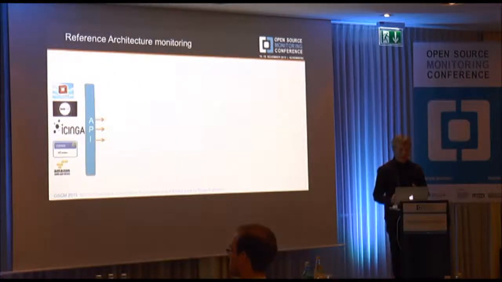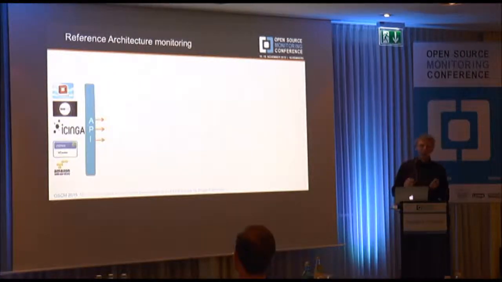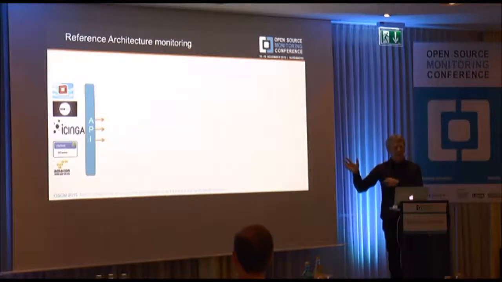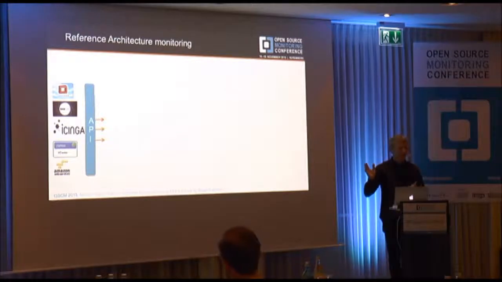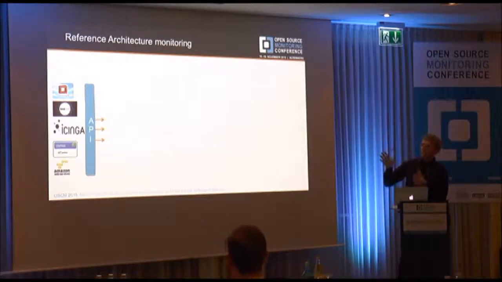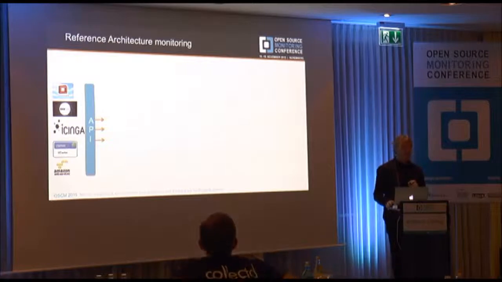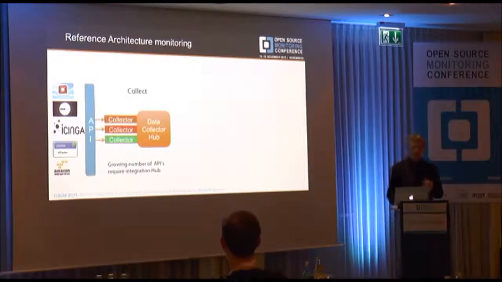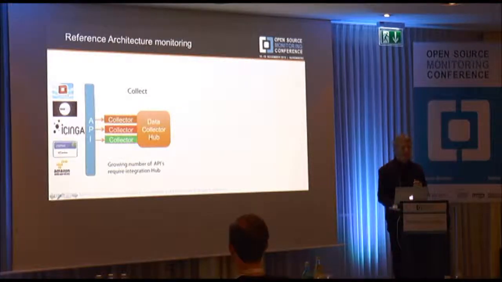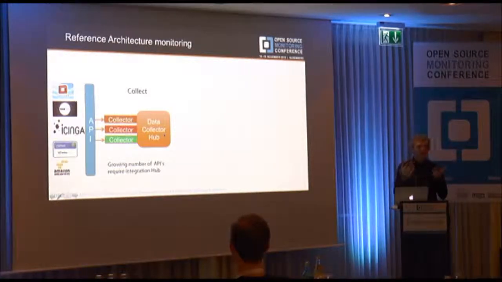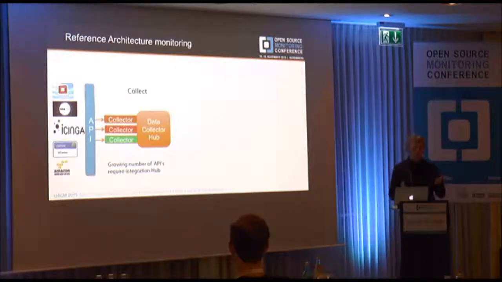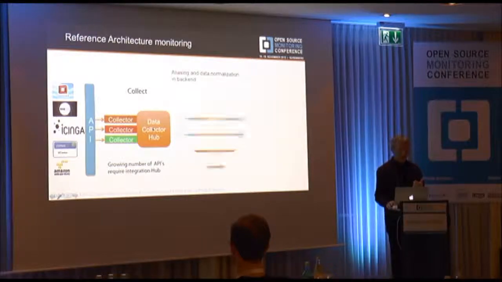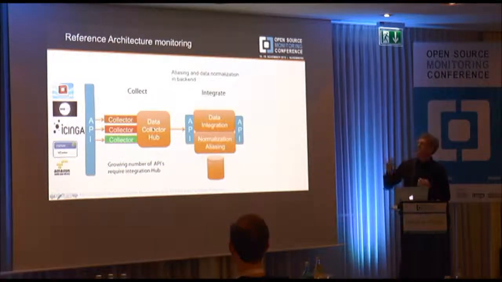That brings me to the reference architecture for monitoring. Remember the first slide, where you had one tool that was good for monitoring your entire network. Now we change, you will need multiple tools, and they need to have APIs. Because the collector needs to talk to the different APIs and bring the data in. You need a hub, a collector hub, to get all this information in from the different systems. And afterwards, you do the integration, and that's the hard part.